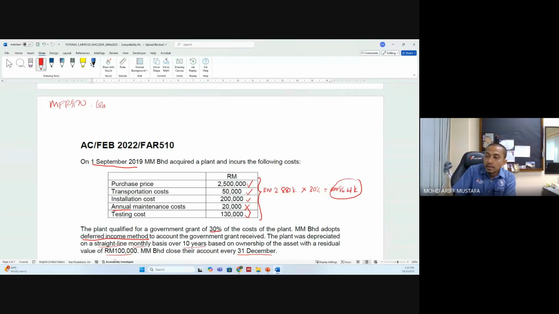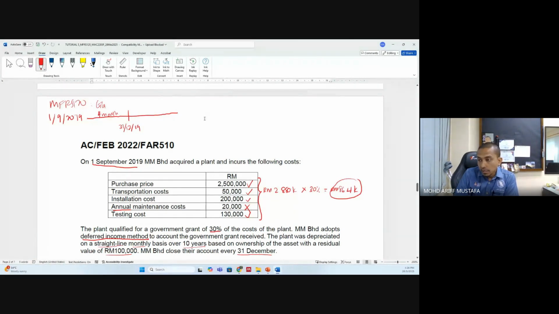Yes. So again, the question starts on 1st of September 2019, so the first year end is going to be on 31st December 2019. Up to here, we can clearly see that in 2019, the plant is used for September, October, November, December. Only 4 months is being used.